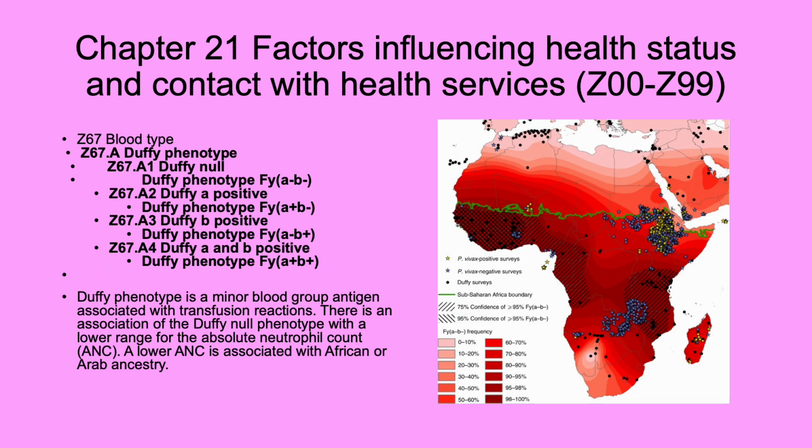Okay, the Duffy phenotype. This is a minor blood group antigen associated with transfusion reactions. It occurs in association with African or Arab ancestry. Okay. So it involves the neutrophil count. Sometimes it's problems, sometimes it's not. It depends. But anyway, so there's new codes for the Duffy phenotype here. Interesting.